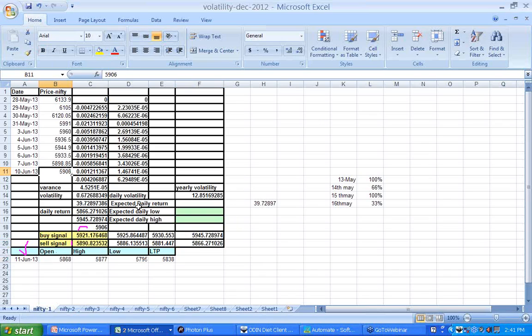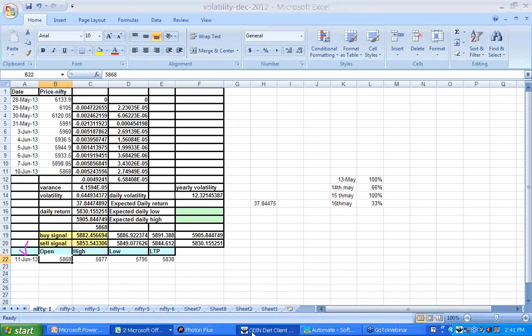So I'll just change the last record to 5868 and see what has happened. It is saying that above 5882 my trend is up, below 5853 my trend is down, and it has the power to take me to 5830. So I have opened at 5868.